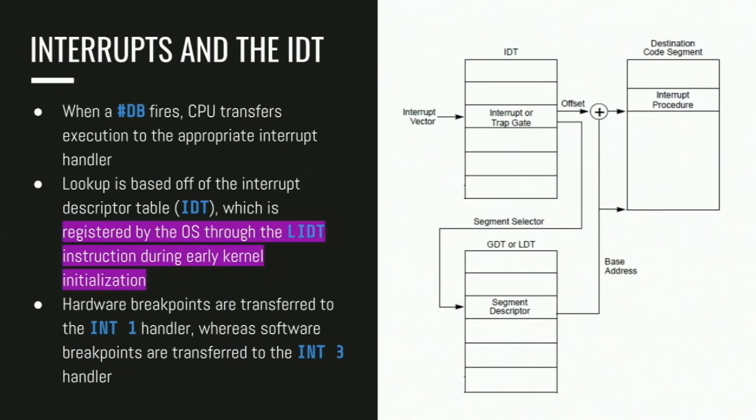So when an interrupt fires, an int1 fires, a DB fires, the CPU transfers execution to an interrupt handler. And this interrupt handler is located inside of this giant lookup table, this IDT that gets set up in early kernel initialization by the operating system. So based on what interrupt fires, it's the index inside of this IDT. So for hardware breakpoints, it's int1, and that is the second index, assuming you start at 0. And int3 is the 4th index, which is where your software breakpoints are firing. So when an int1 or an int3 fires, the CPU will look at its interrupt descriptor table to figure out where to go in the kernel to process that interrupt that's fired.